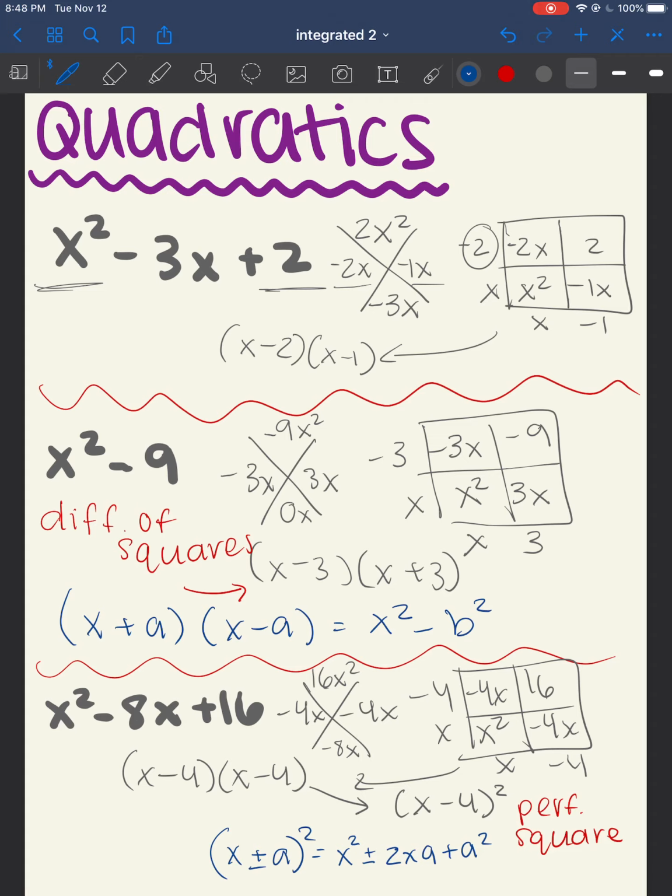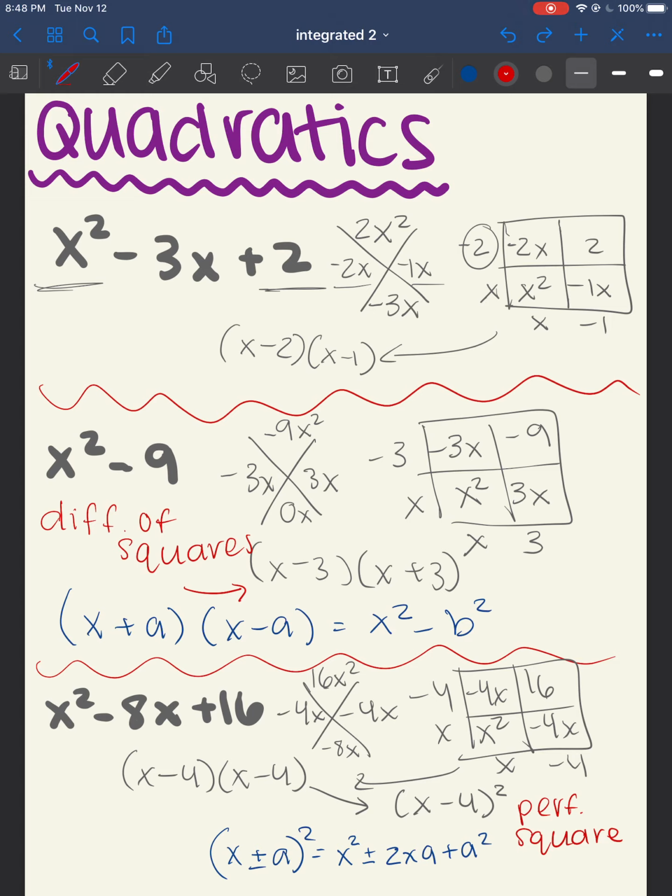The plus or minus might seem a little funky just because you guys haven't really used it yet, I don't think. But basically it means either a plus b or a minus b. So in this case, we had a minus, so it was x squared minus 8x. So these two are going to match up. If this is a minus, then this is also going to be a minus. If it's x plus a, then you're going to have x squared plus 2xa plus a squared.